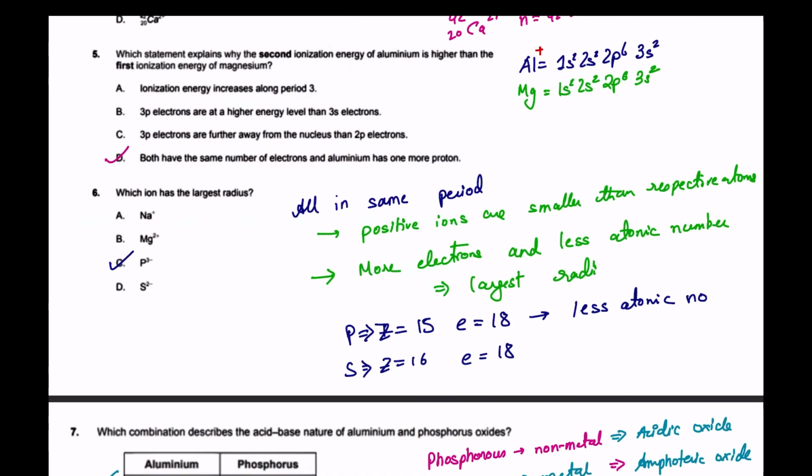In question 6, we have to find out which ion has the largest radius. Firstly, we need to check if all these ions, all these elements are in the same period or not. So we have sodium, magnesium, potassium, phosphorus, and sulfur. They are all in the same period, so that's okay.